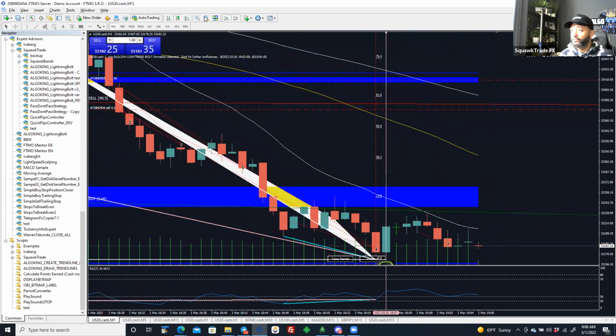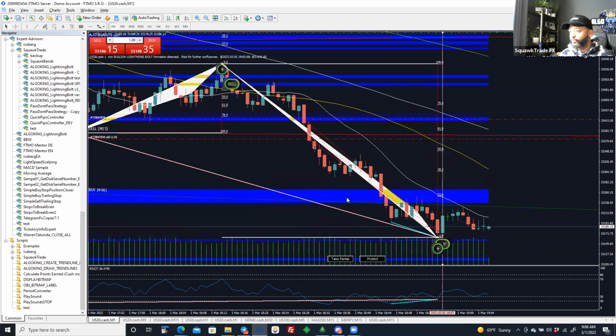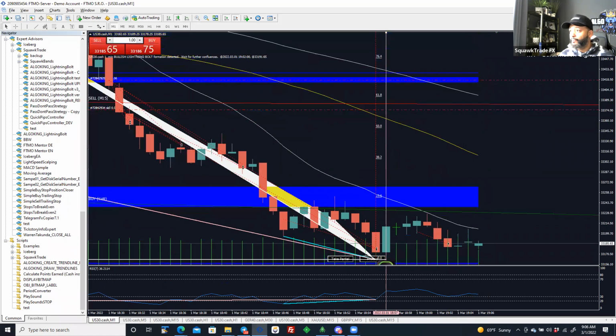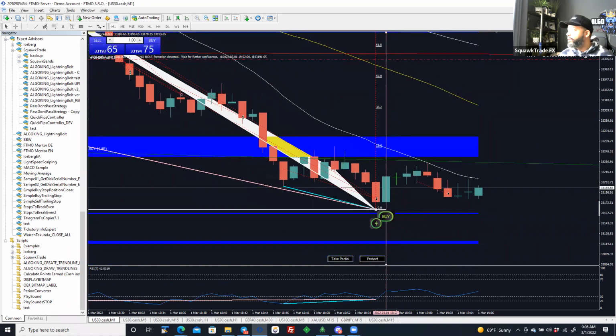Let's maximize this. Like this. And there we have it. So I wanted to just show you all this one, because we were at this trend line, I really wanted to demonstrate how you should enter this trend line, this entry. But if you notice, once again, price broke this line. Let me just zoom this in a little bit more. There we go. So price broke this trend line.